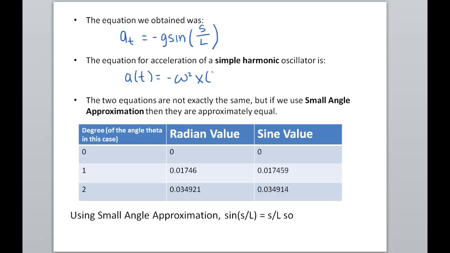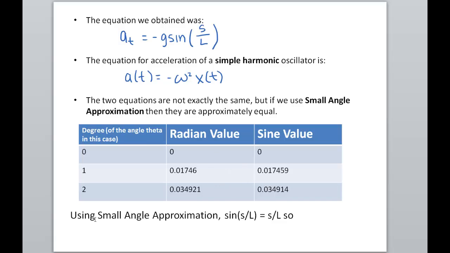Where this is omega, so the acceleration of simple harmonic oscillation is negative omega squared x of t, where x is your displacement. So these two equations aren't exactly the same, but if we use small angle approximation, then they are approximately equal. If you look, this is the degree of theta in our case, this is the radian value, and this is the sine value.